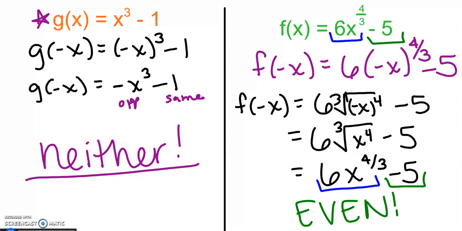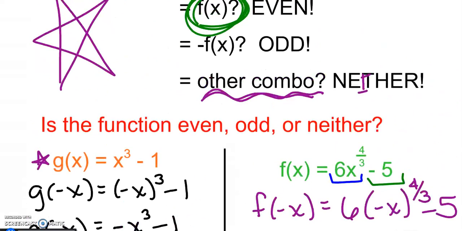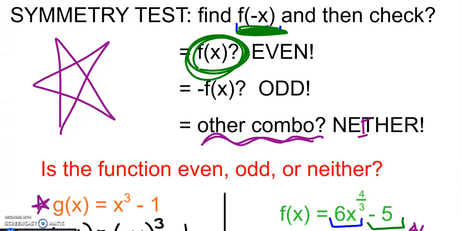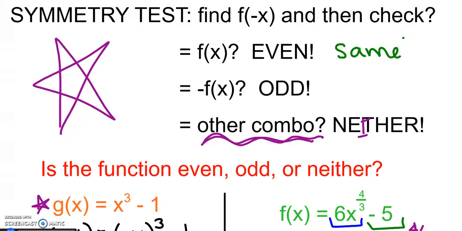Now, I know it's been a while since you've seen things like 6x to the 4/3. We're going to continue practicing with those in the course. The big thing that I want you to get out of this part of the video is that to do our test, you want to plug in negative x, and then you want to ask yourself these questions. Did it come back the same? Then it's even. Did it come back opposite? Then it's odd. Did it come back some other combination? Some terms were the same and some terms were opposite. Then your function is neither even nor odd.